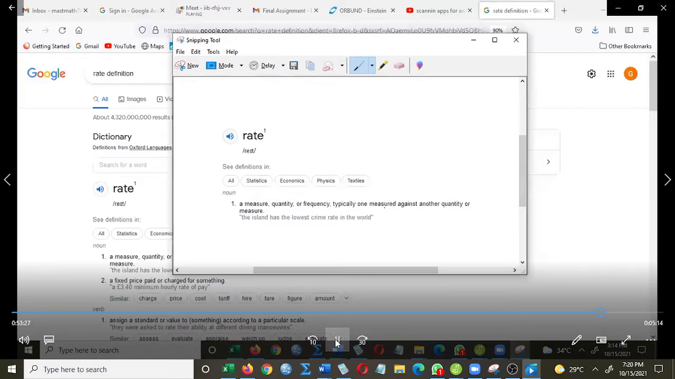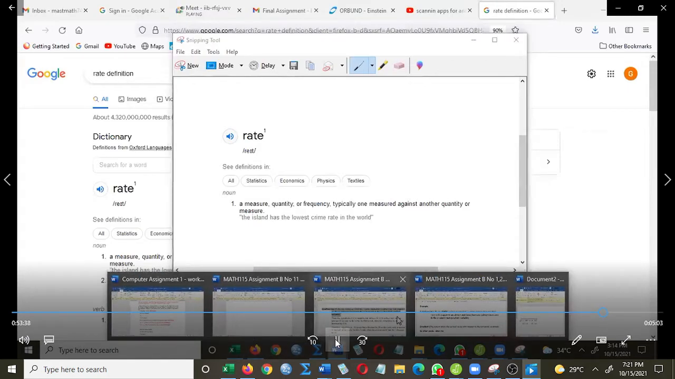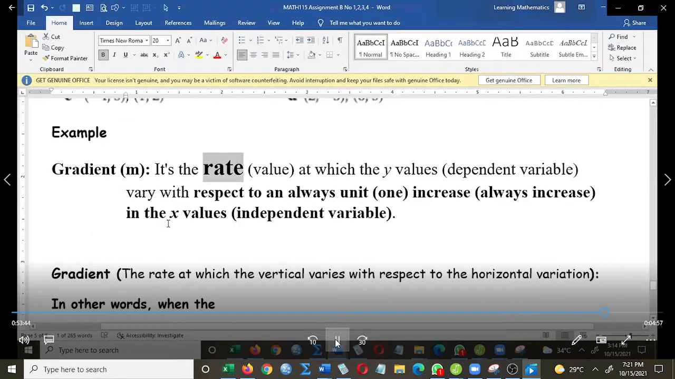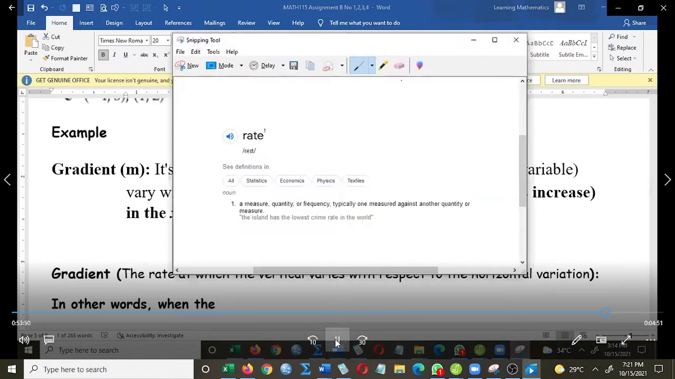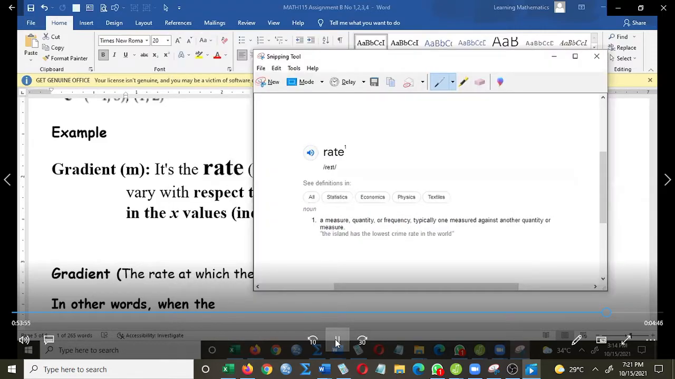increase with time, something happening against another, two variables. That is a very, very important word. Do not leave college algebra 1 without a firm definition of the word gradient. It's a rate. All right. And what does rate mean? Here it is. Typically one measured against another quantity.